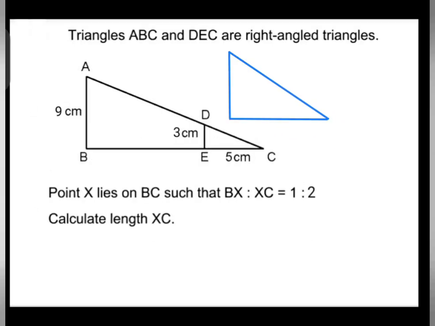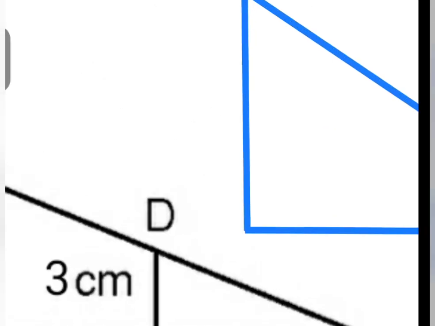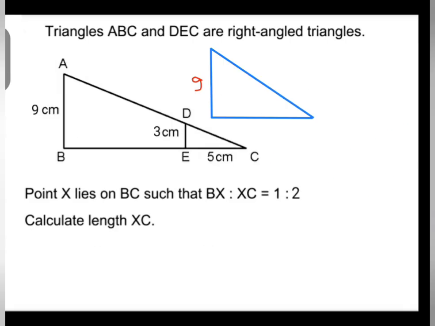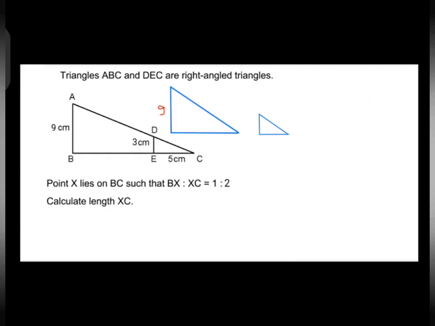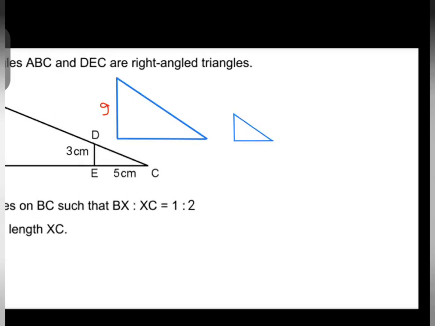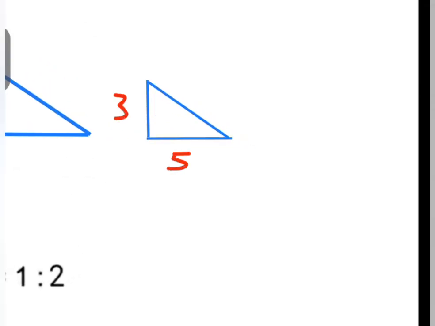Now to label this, we have a 9 here. So we put it here. And then we have BC, which we don't know. We're trying to find it. Now let's draw the small triangle and label it. This is the small triangle. Now let's label it. We have 5 centimeter here and 3 centimeter here. Let's put them on the triangle. So 5 here and 3 here.